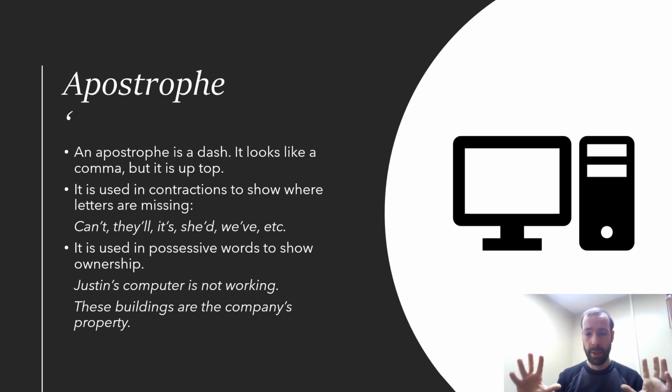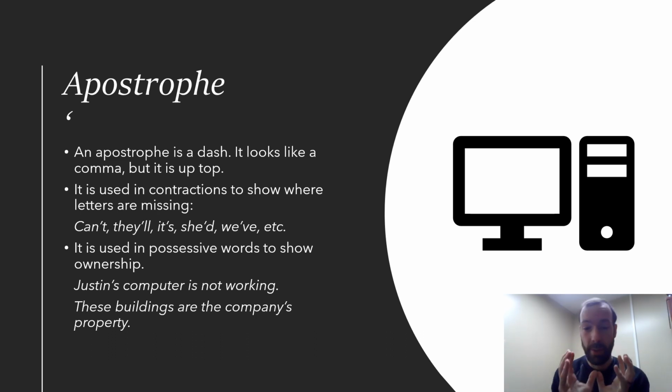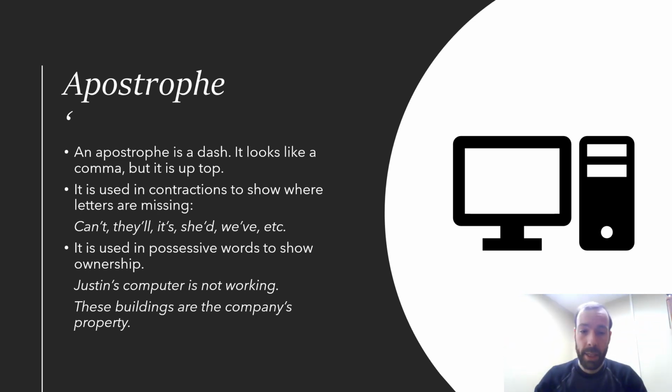These are two words that are smushed together to form one word. And they're so smushed that we actually leave out some letters. We use the apostrophe to show where those letters are missing. So in can't, the O is missing from cannot, so we put a little apostrophe in to show where that's missing. They'll is short for they will.